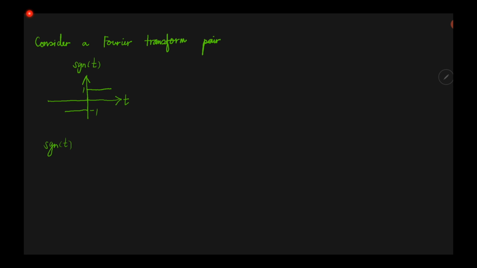The signal in this example is signum t, which has -1 values when t is negative and +1 values when t is positive. From the Fourier transform pair, we know that the Fourier transform of the signum t is 2/j omega.